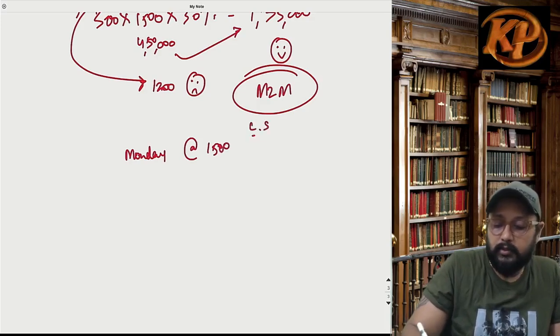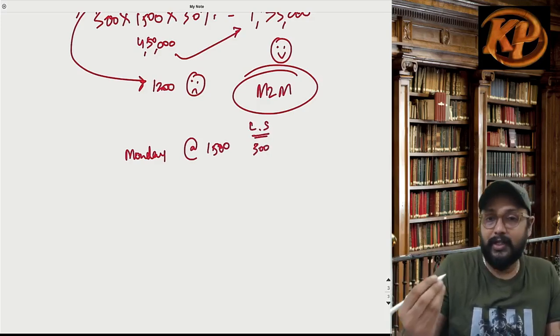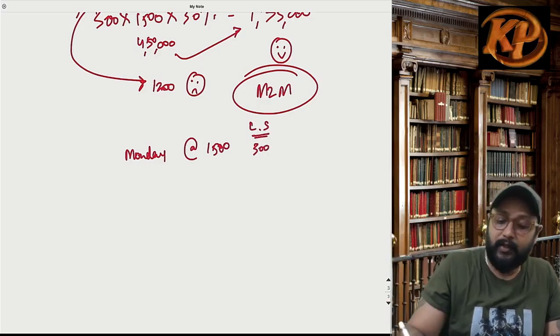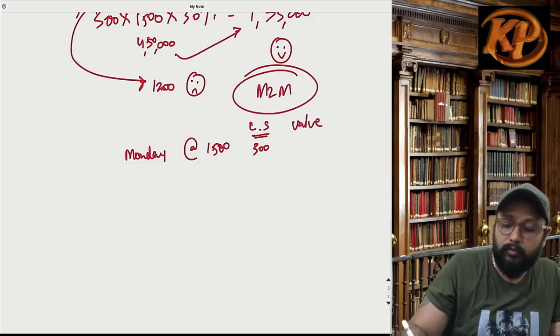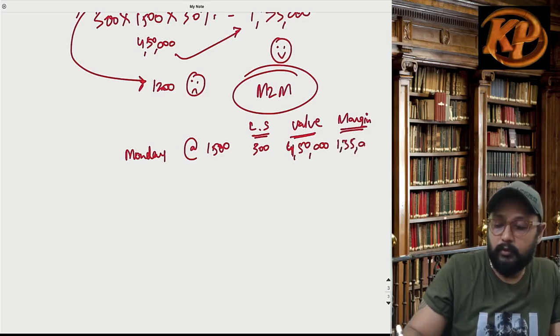What is the lot size? I will explain what the lot size is in some time. But right now, understand that the lot size is 300, because that is the example we have taken. What is the value? 4,50,000. How much did you pay as margin? We call it the initial margin. How much did you pay? 1,35,000.